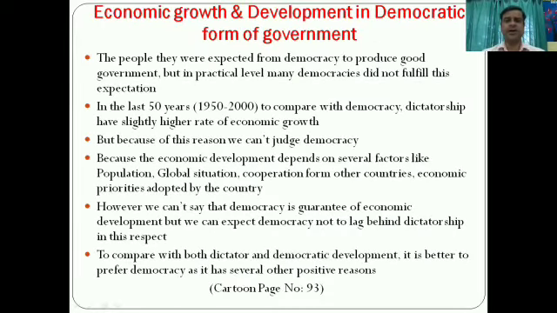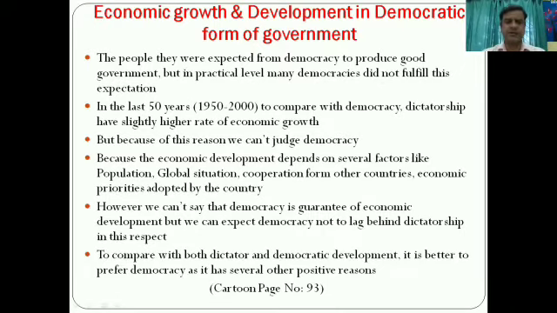Economic growth and development in a democratic form of government. Where is the economic growth and development in a democratic form of government? People expected democracy to produce good government, but at the practical level, many democracies did not fulfill this expectation. In the last 50 years, compared with democracy, dictatorships have had a slightly higher rate of economic growth.